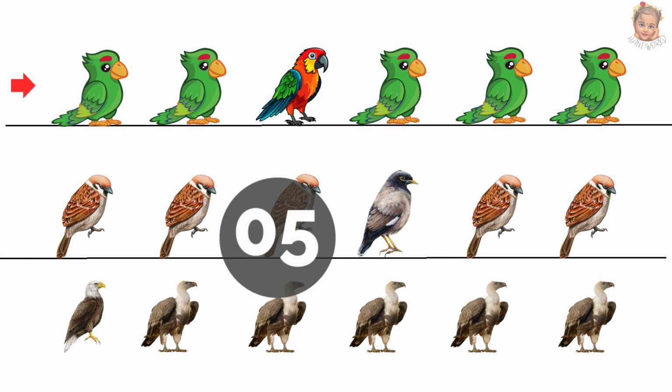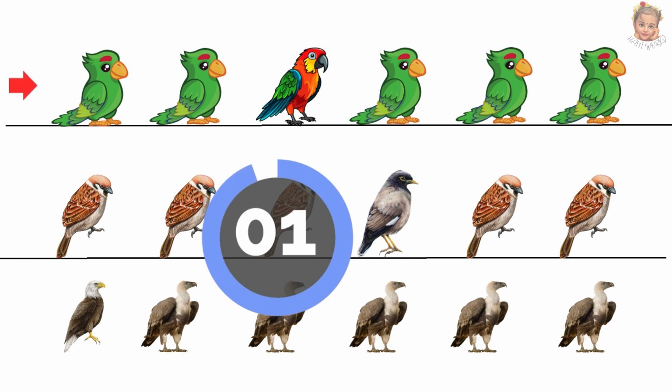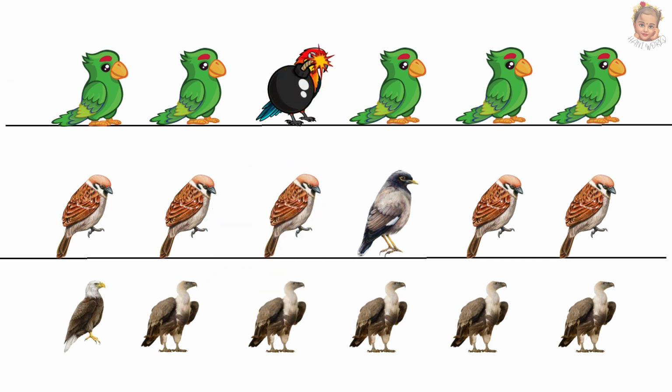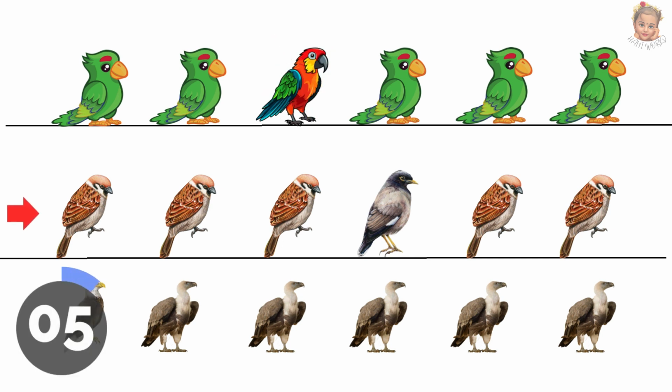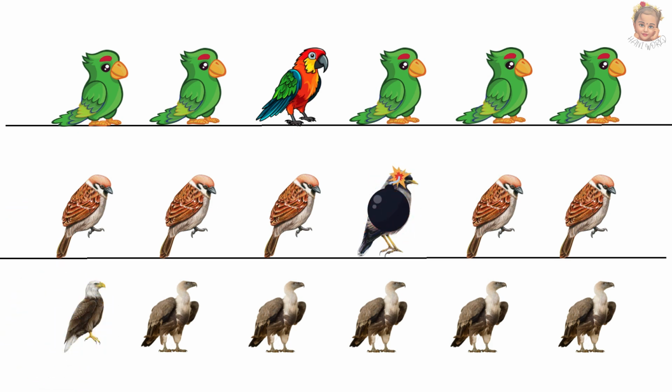Next slide. In the first row, which one is the odd one out? There is a difference in the colors. Yes, the answer is red color parrot is the odd one out. We'll move on to the second row. Which one is the odd one out? The answer is Myna. Myna is the odd one out in the second row.